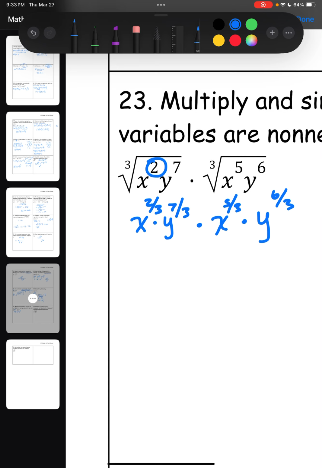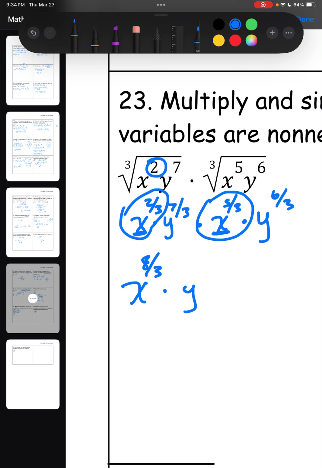So then we're going to combine our like terms, right? Because this is what we're going to be multiplying. Well, when you multiply two exponents that have the same base, you're adding them, right? 2/3 plus 5/3 gives us x to the 8/3. How about our y? 7/3 plus 6/3 gives us 13 over 3.